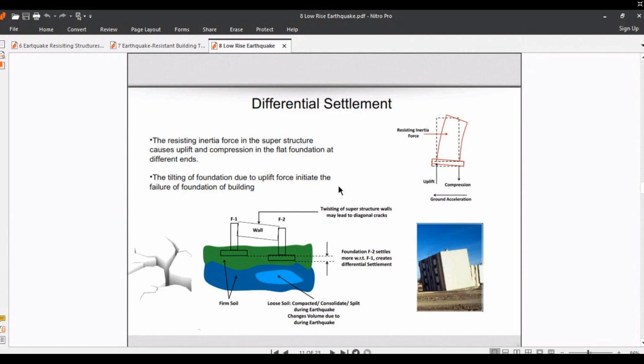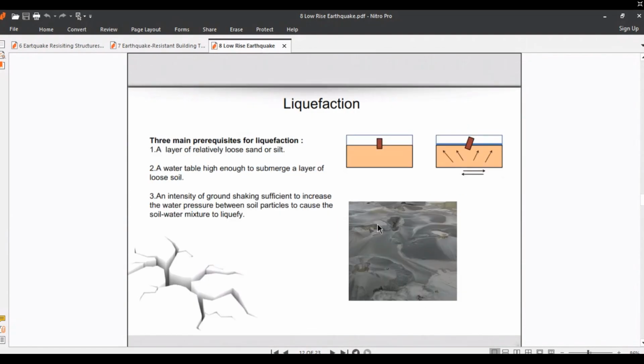You can see resistant inertia force and uplift and compression, and after that ground acceleration under earthquake forces. Another problem coming in the foundation is liquefaction under earthquake forces.